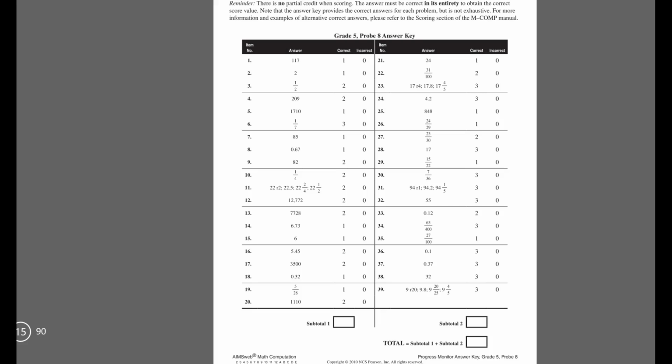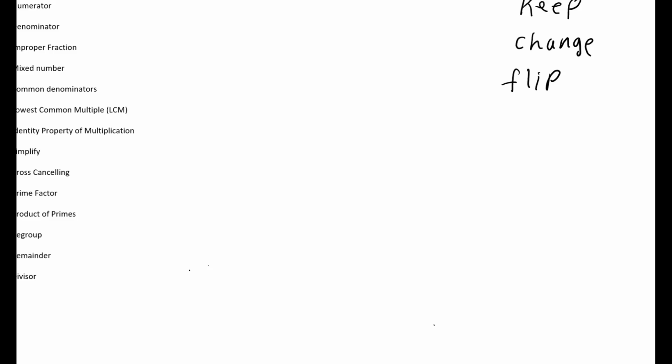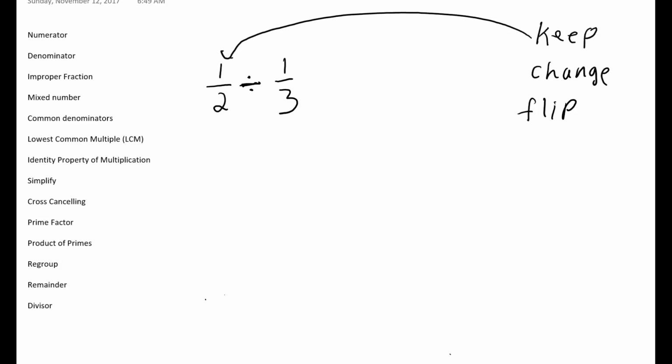We're just going to do a really simple fraction. We're going to take 1/2. Sorry about that. We're going to take 1/2, and we're going to divide it by 1/3. So when I keep, change, and flip, the first thing I'm going to do is take the first fraction and keep it. So down here, I'm going to write 1/2.